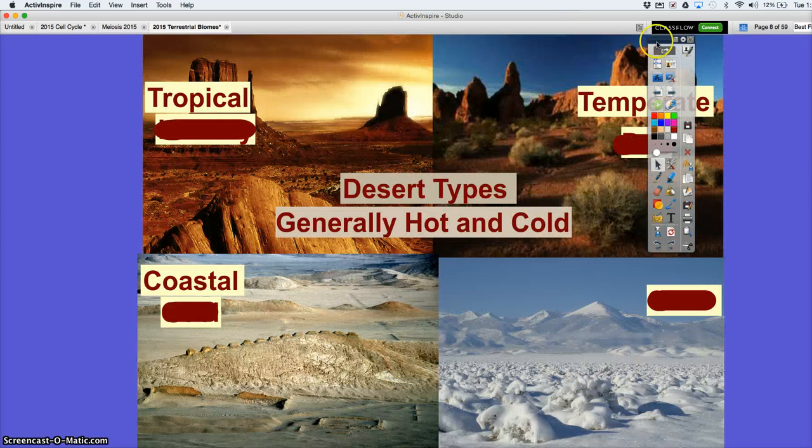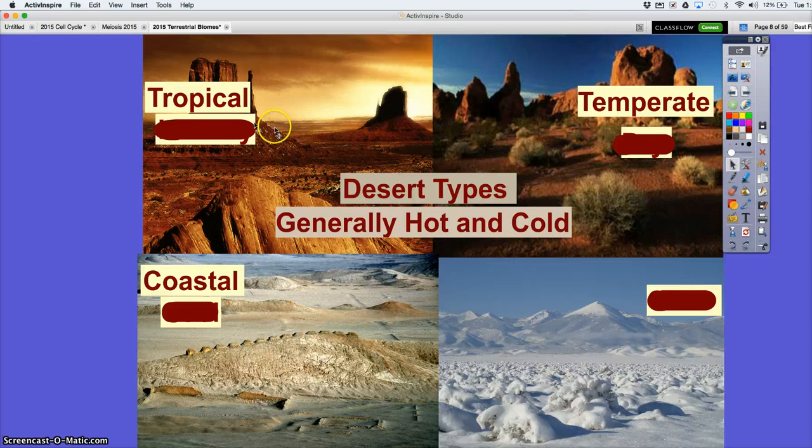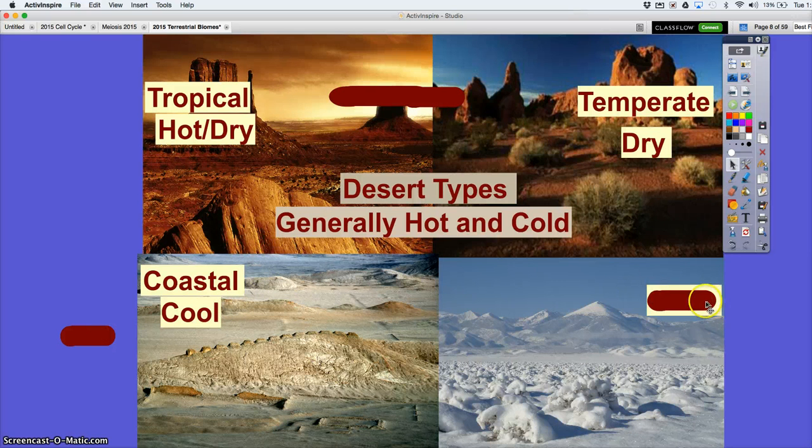There are 4 types, as she mentioned, and you're going to see these words a lot throughout all the biomes, so pay attention to those: tropical and temperate. Tropical, you think of like we live in a tropical area, right? Hot and dry. Temperate is dry and a little bit cooler, and then you get coastal, which is cool, and you end up with the cold desert. But generally, I want you to know that deserts can either be hot or cold. That's really the way they group them.